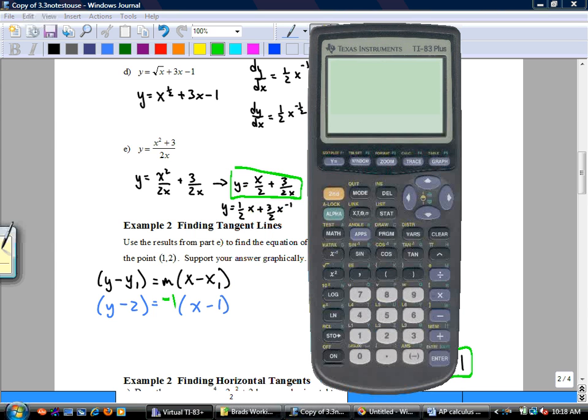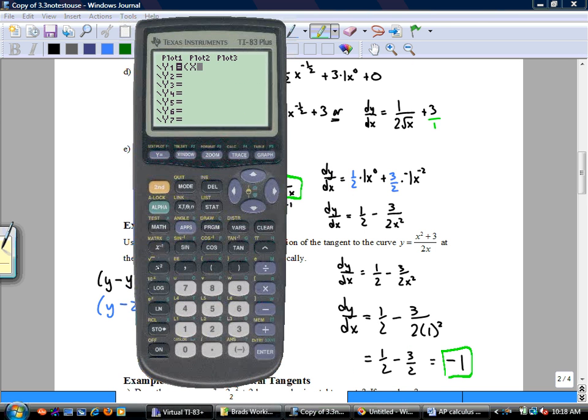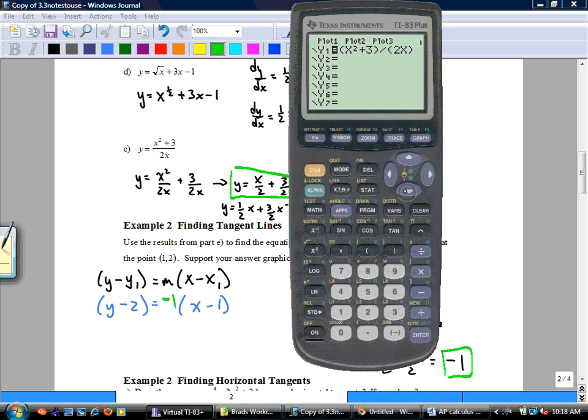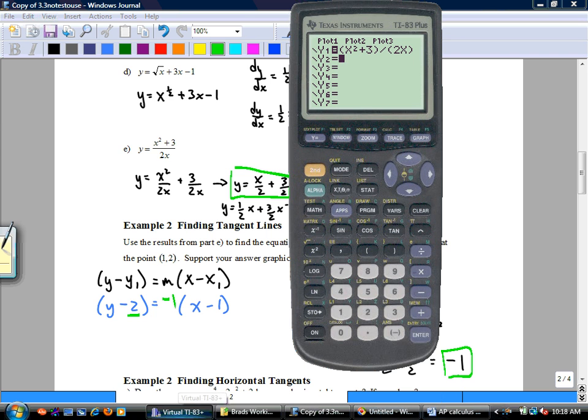The line that touches the curve at the point 1, 2. I'll draw it. It looks like this. No, take that one off. Okay, y equals bracket x squared plus 3, close bracket, divided by bracket, 2x. Okay, and then I'm going to plot that line, so I have to move the blue 2 out. I have to move that 2 out, so it looks like this.